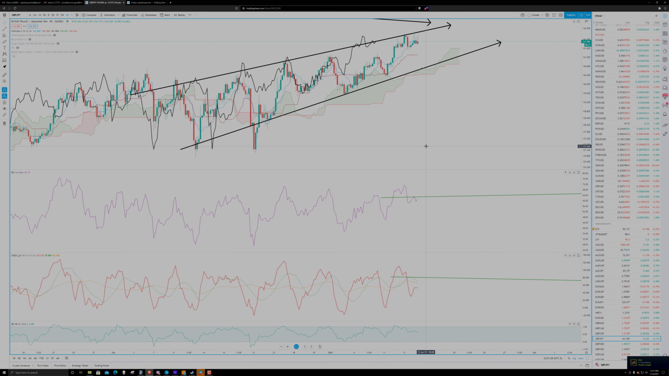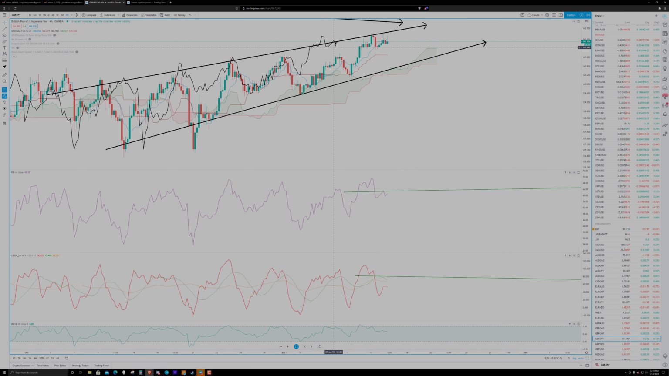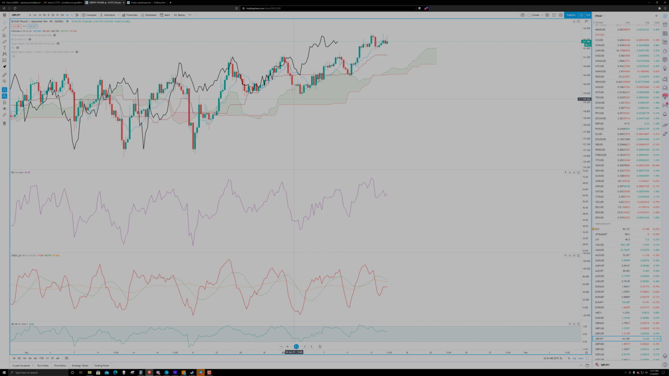The 4 hour is kind of a mixed bag here. I would be looking out mostly for the lagging span on the 4 hour chart. I would be looking at seeing where this guy goes. So here's the lagging span. If that drops down to here below the cloud, that would be a short opportunity that I would be looking at on the 4 hour chart. So be aware of that.